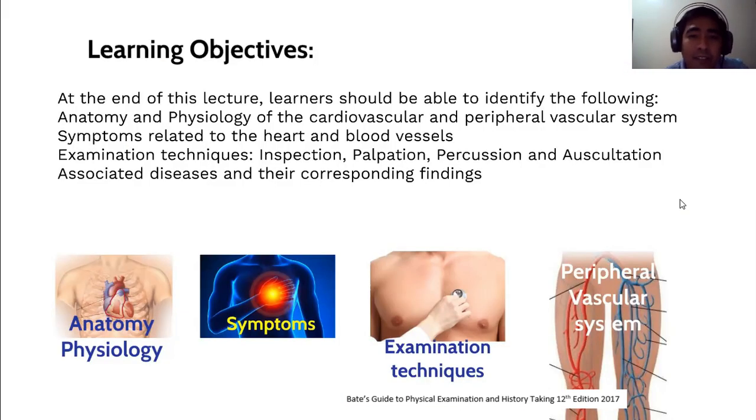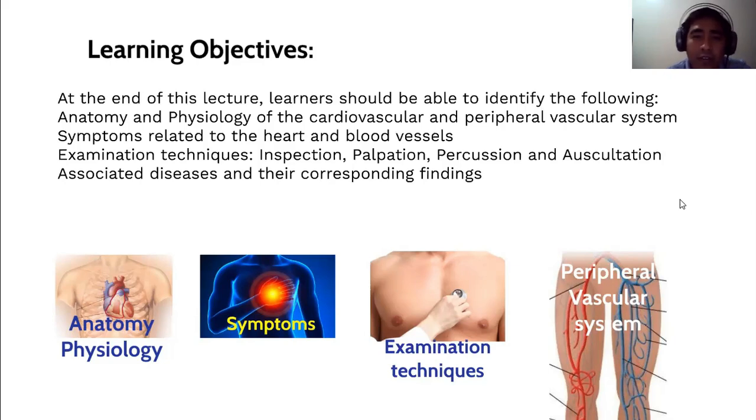I am optimistic that you will love anything related to the heart. The objectives of this are to let you know what to ask, what to feel, and what to hear in a patient with a possible cardiovascular problem, in order for you to arrive at a logical diagnosis, because a thorough history and PE can minimize diagnostic errors.